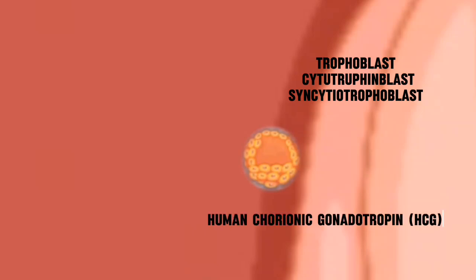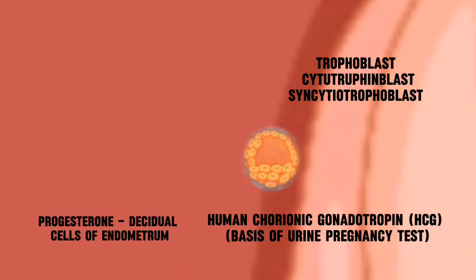The syncytial trophoblast secretes the hormone named human chorionic gonadotropin (HCG) that instructs the corpus luteum to continue the production of progesterone. Progesterone is the hormone that maintains pregnancy. Among its many functions, progesterone stimulates the growth of nutrient-rich decidual cells to feed the early embryo.